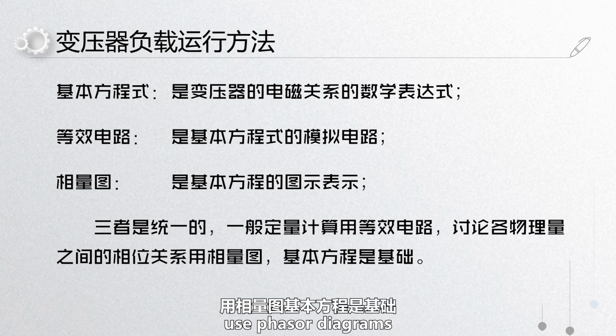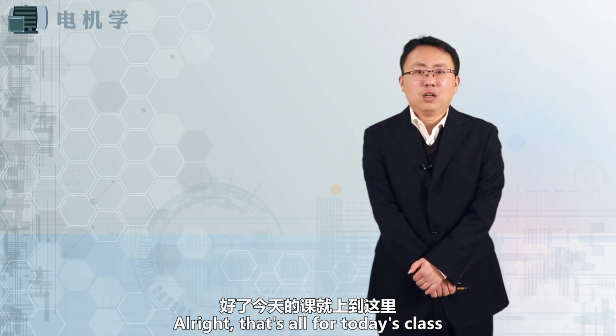To discuss the phase relationship between various physical quantities, use phasor diagrams. Basic equations are the foundation. Alright, that's all for today's class.